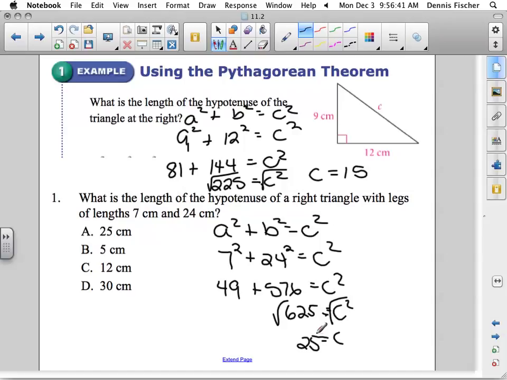Now there's two special right triangles. Now let's see if you remember this. How many of you remember special right triangles last year? 30, 60, 90, and 45, 45, 90. 45, 45, 90. Do you remember the side lengths? They have to be equal. Okay, the two legs are equal. What about the hypotenuse?